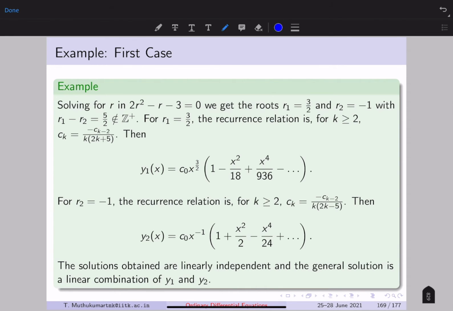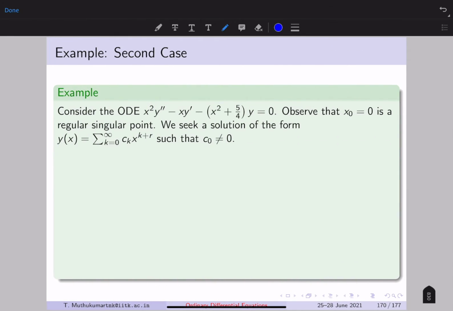Okay, so that's the general solution. This is the first case that we described, where the difference is a real number which is not 0 and not a positive integer. You get two linearly independent solutions. Okay, fine. Now let's do another example which will illustrate the second situation.